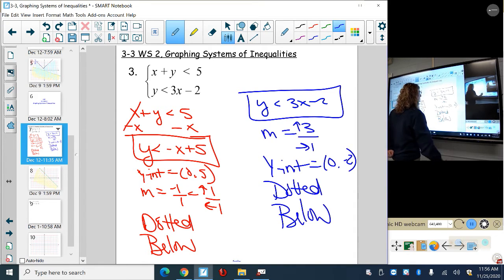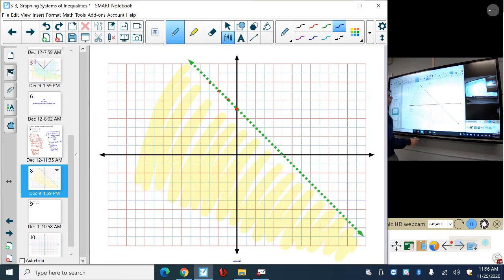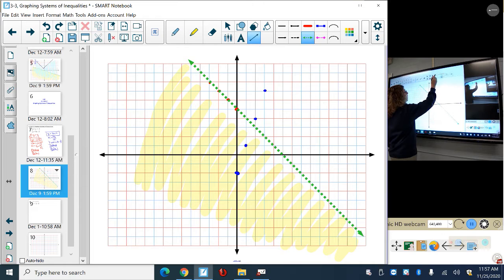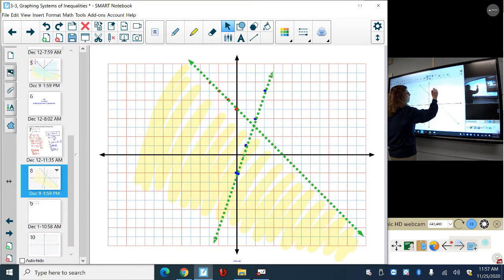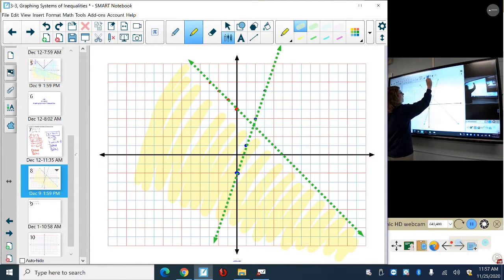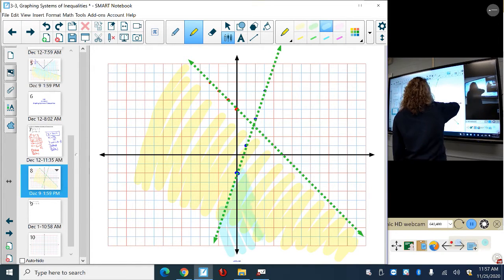So now I'm going to graph this, starting at 0, negative 2. And my slope is up 3 to the right 1, up 3 to the right 1, making that still a dotted line. So if I'm making that a dotted line, this is what I have, and I'm shading that below, so below every point.